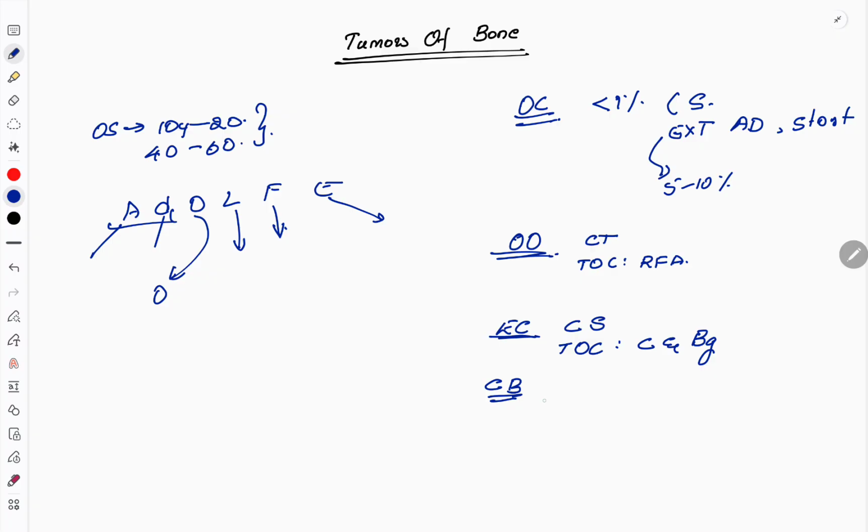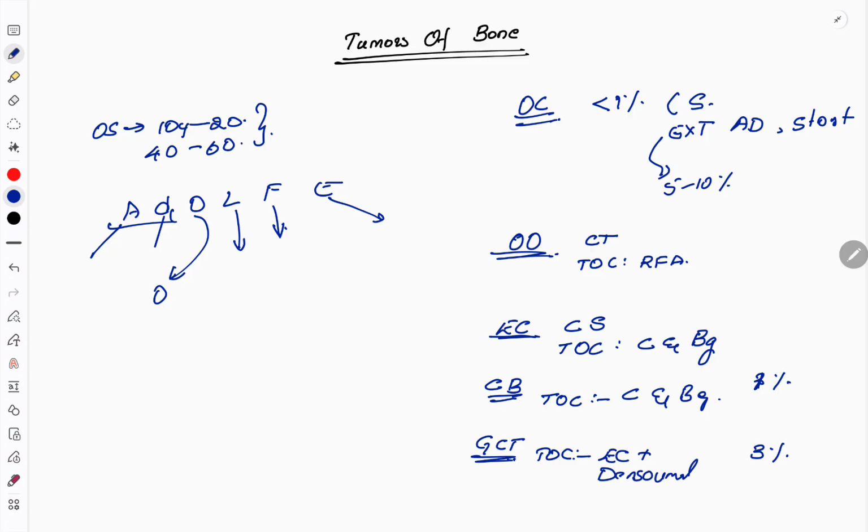Here also the treatment of choice is curettage and bone graft. Next is GCT, that is giant cell tumor, or osteoclastoma. Here there is a 3% risk. So chondroblastoma has a 1% risk of lung mets, while here there is a 3% risk of benign mets to the lung. It shows a shell crackling film and soap bubble appearance. You have to do extended curettage. Treatment of choice here is extended curettage plus denosumab.